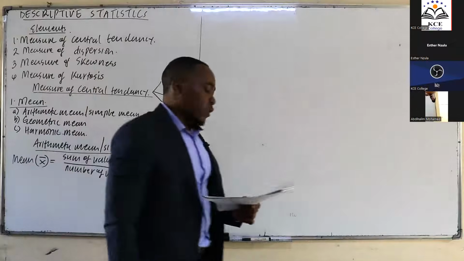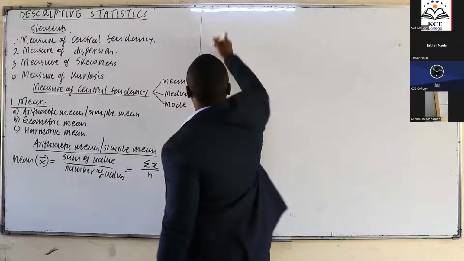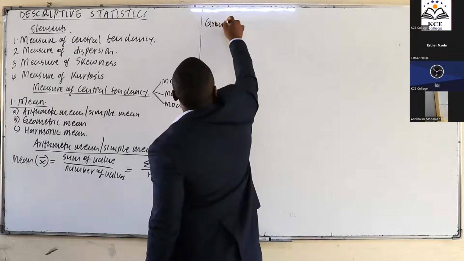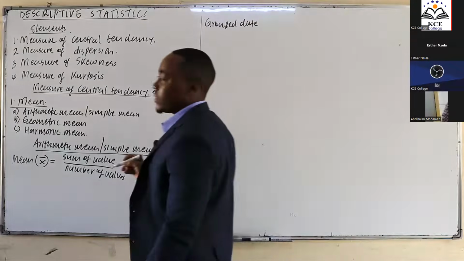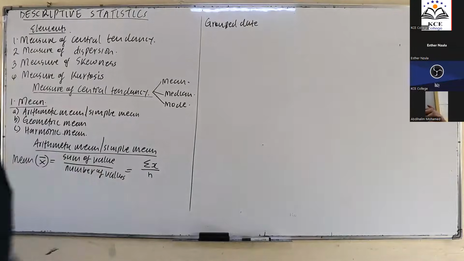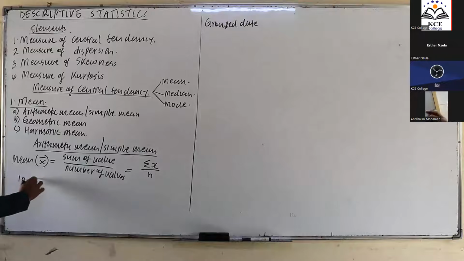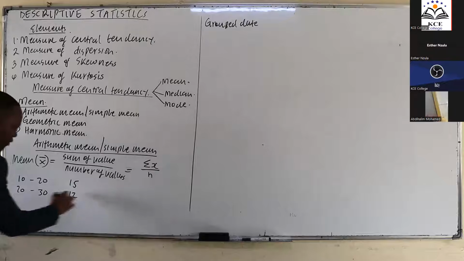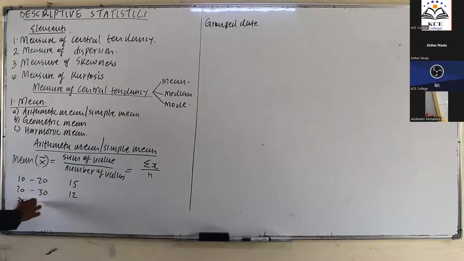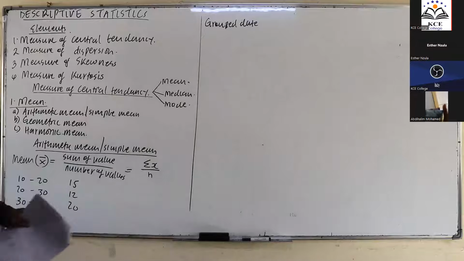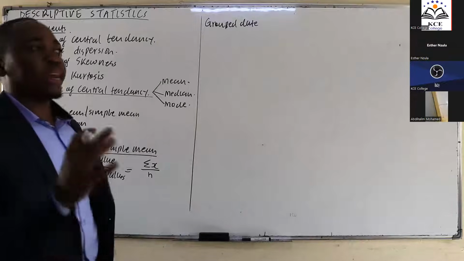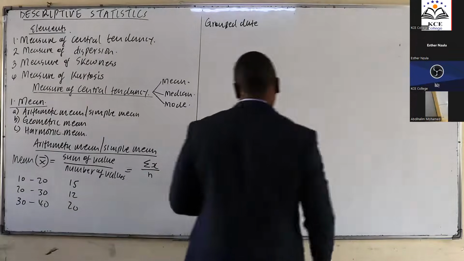So when the data is grouped, in the case of grouped data, for example, if you are given the number of students who scored between 10 to 20 marks, there were 15 students. Who scored between 20 to 30, there were maybe 12 students. Who scored between 30 to 40, there were 20 students. Now, this is what we call grouped data. Now, in case of grouped data, we want to determine the average. So how do we get the average for the grouped data?